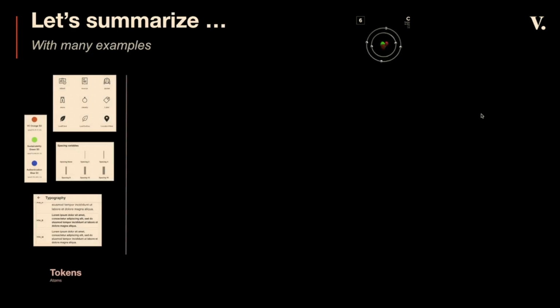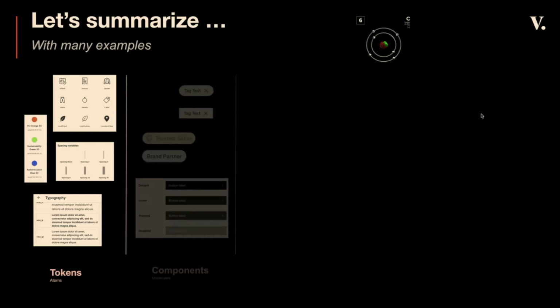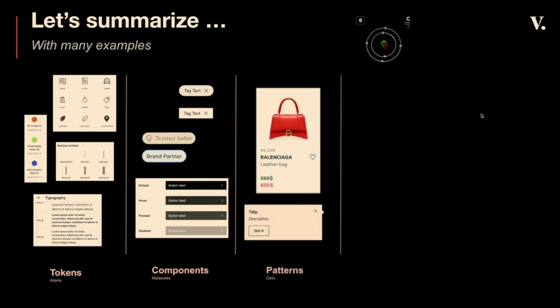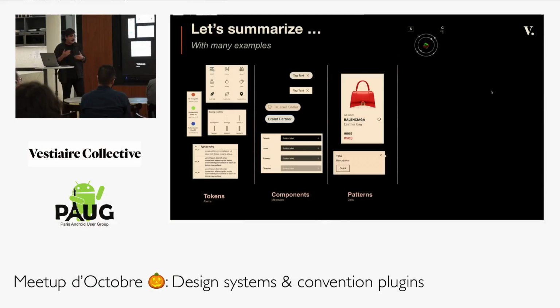So if we recap with many examples, tokens can be like in this illustration. So here there are the colors, the icons, spacing, and typography. Components can be tags or badges or buttons, as we have seen. Patterns can be a product tile, as we have seen before, or a tooltip. A tooltip is an educational message when there is a new feature.